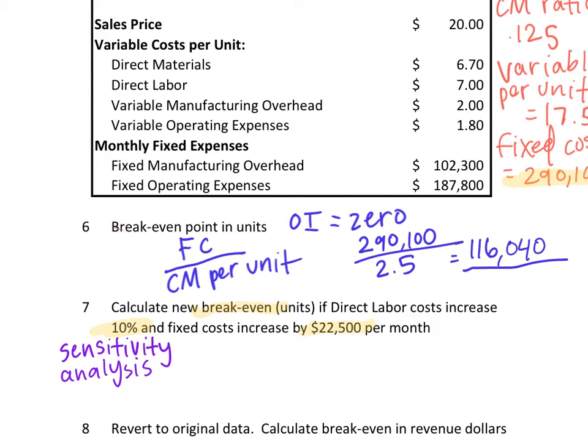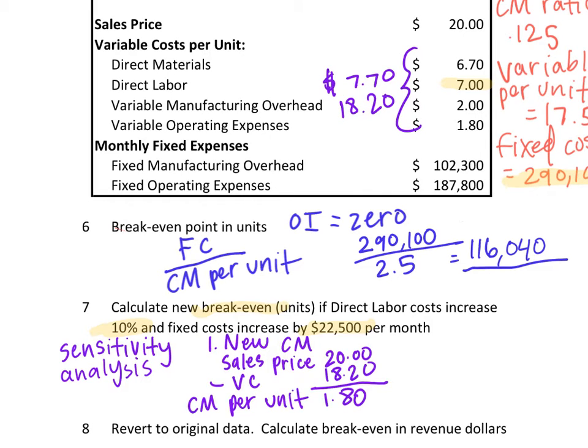Step number 1, calculate the new contribution margin as a result of the change in variable costs. We know that direct labor costs has increased by 10%, so we go back and look at our direct labor, and it has been $7 per unit. So now we need to make direct labor go up by 10%, which would make it now $7.70 per unit. When we add up our new total variable costs, we get now $18.20, and our contribution margin per unit drops to $1.80 per unit. Now we are ready for step 2.